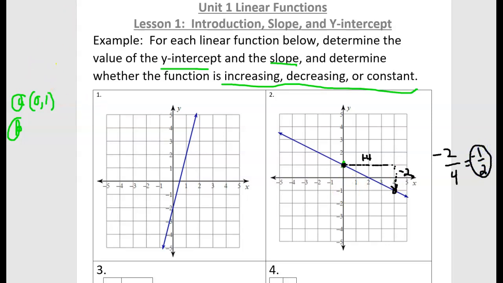Now, if instead you had picked these 2 points, like here and here, well, guess what? You'd still get -1/2. You just wouldn't have to reduce. So the reason why it doesn't matter what 2 points you pick is because we said earlier for a linear function, the slope doesn't change. No matter where you're at, it's always the same. It's not true for other functions, but it is true for linear functions. All right, so we have our slope, which is -1/2.